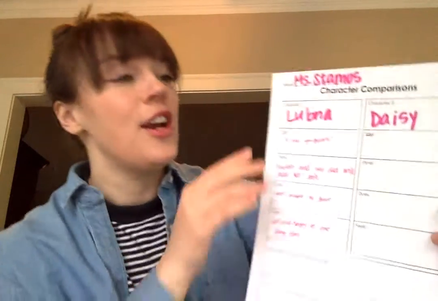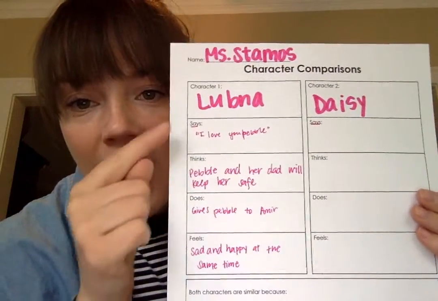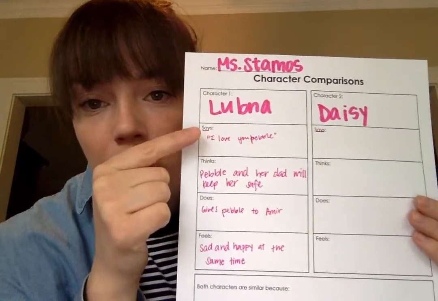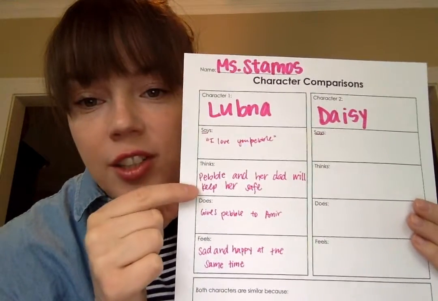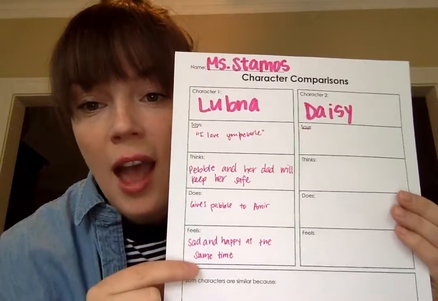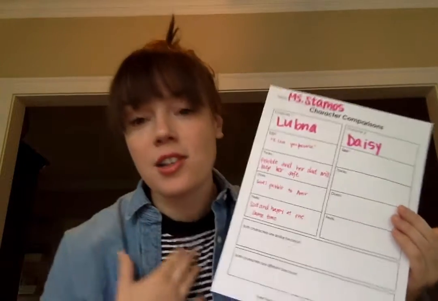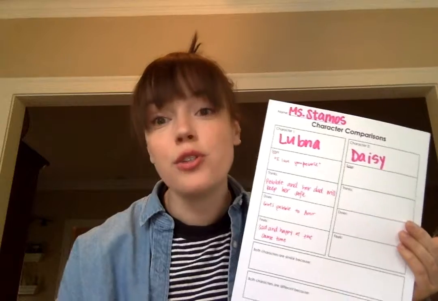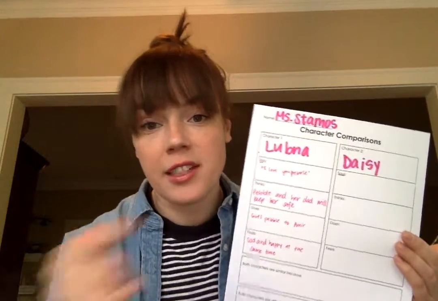I don't want to do all the work for you, but I do want to explain how to do this. We need to fill out what the characters say, what the characters think, what the characters do, and then what they feel. For Lubna, I actually have the book, so I was able to go back into the book and pick out a quote of something that Lubna says. You could either go back to the video of me reading the story and pick out a quote of something she says, or you could skip that box. And if you want, you could just choose something that she says from memory. That would also be a fine thing to put in this box.